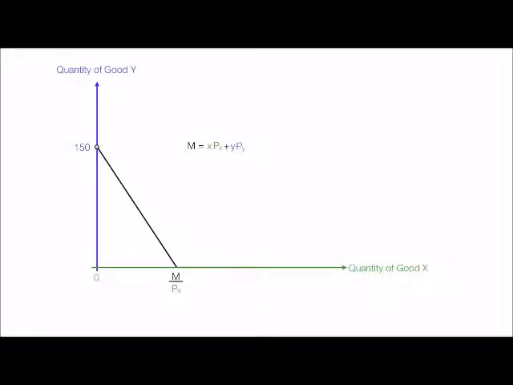Now, if the consumer consumes no X, I use 0 for X. And so I have income is equal to Y times the price of Y. I'm going to solve for Y, so I multiply both sides of the equation by 1 over the price of Y. The price of Y on the right-hand side cancels, so I have Y is equal to income divided by the price of Y. Again, this is income divided by the price of Y at that point. And this other point is income divided by the price of X. That's also the x-intercept.